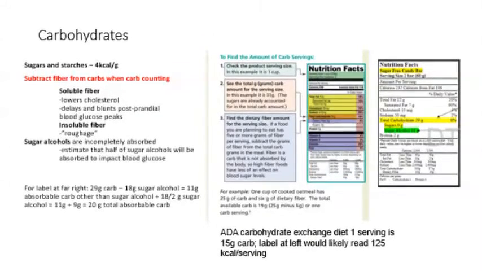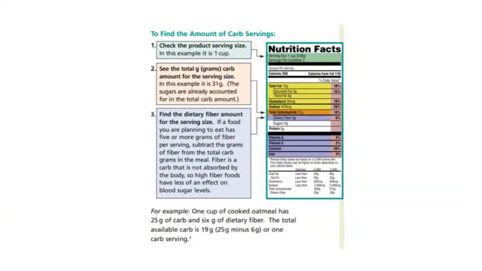In the label example in the middle, first thing we have to do is check our serving size. In this case, it's 1 cup. And then we see that the total amount of carb grams per serving is 31 grams in this example. It has 0 grams of fiber, so we don't have to worry about it. Another example, if we had 1 cup of cooked oatmeal with 25 grams of carb, and 6 grams of those carbs are dietary fiber, the total available carb is going to be 19 grams. 25 grams minus 6 grams. Which is really roughly 1 carbohydrate serving.